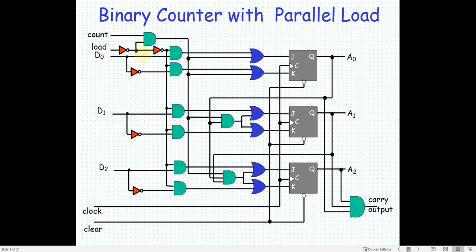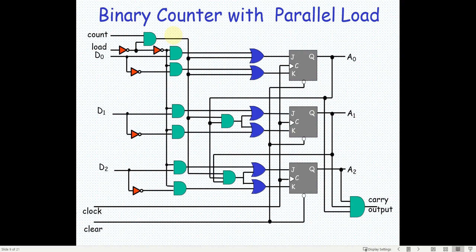So by using a load signal, in parallel we will be able to preset these flip-flops with some data which we require. It could be 101, 110, whatever we want. Subsequently, when the load signal goes low, the count will go high, and it will start counting from that figure, right? So if you want an up-down counter along with the load, you will have to combine these two circuits.